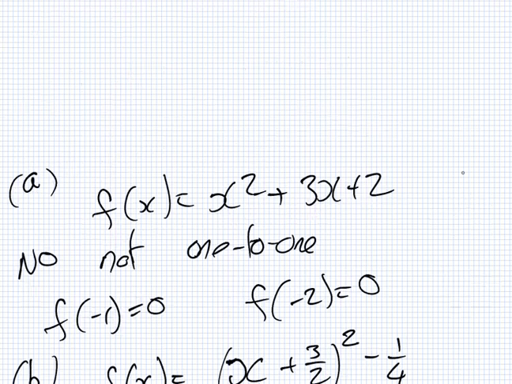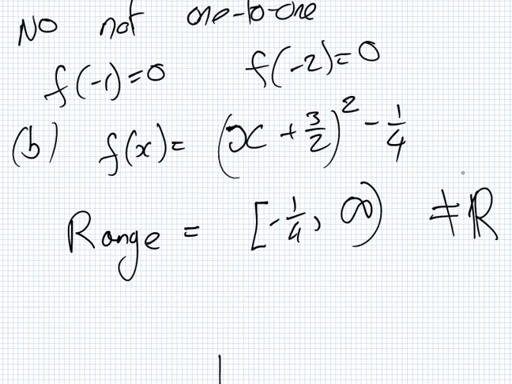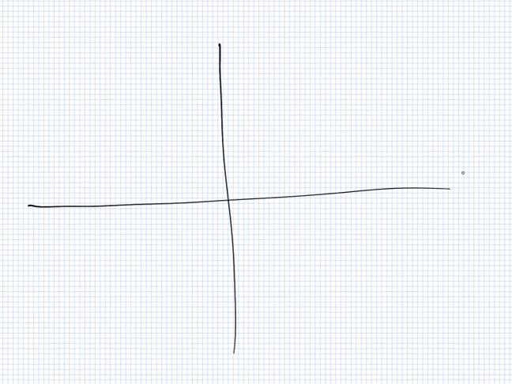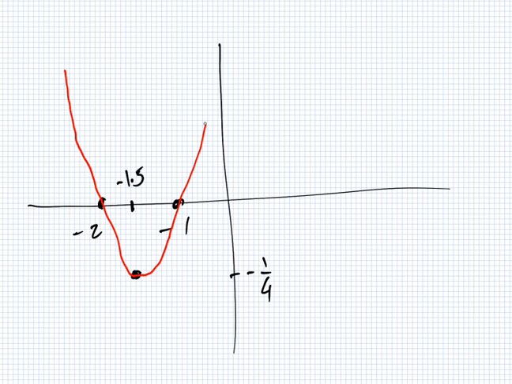How do you know that it's 1-to-1? The graph. I know it's 1-to-1 because of the graph. Because it only meets once horizontally, it's a 1-to-1 function. We know it's definitely 1-to-1.